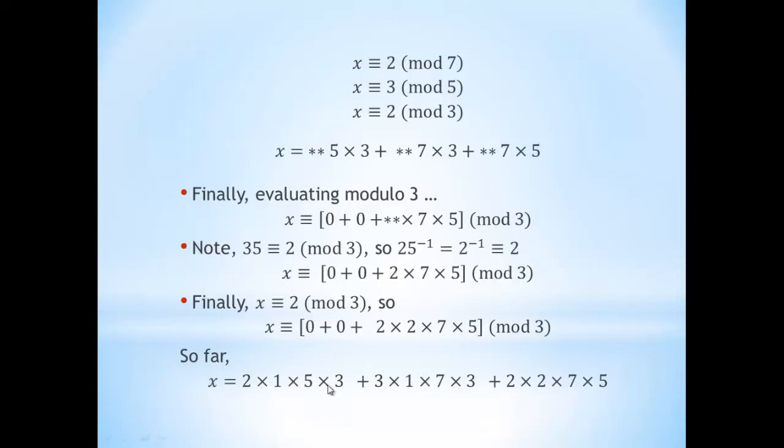This is congruent to 2 modulo 7. The others are congruent to 0 modulo 7. This term is congruent to 3 modulo 5. The others are congruent to 0 modulo 5. And finally, this last term is congruent to 2 modulo 3. The others are congruent to 0 modulo 3.